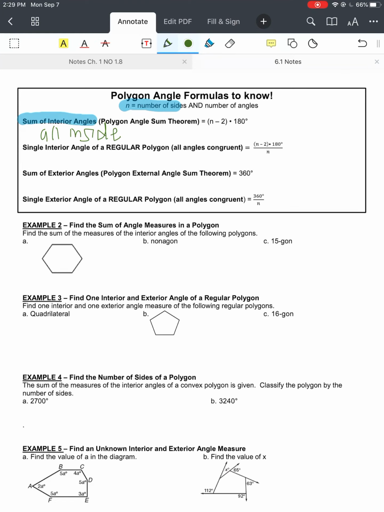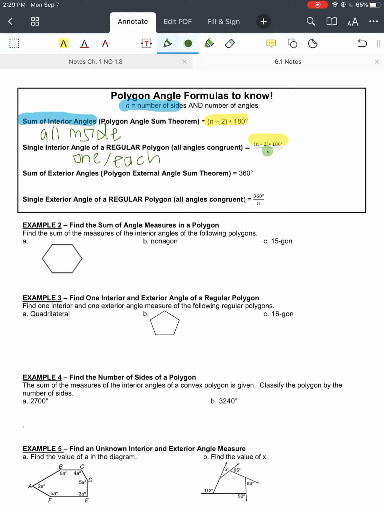For one single interior angle, so usually we use the word single or one, or maybe each. If it says each interior angle, now it has to be regular because we don't really know if they're not all the same. But if they're all the same, we can find out what just one is. It's the exact same formula here as the top, the n minus 2 times 180. So number of sides minus 2 times 180. Except you have to divide by n, or the number of sides, because the number of angles that exist in the polygon, divide it by that, and it'll tell you what 1 is.